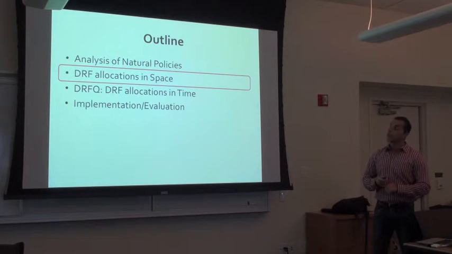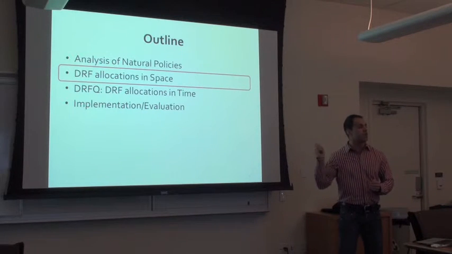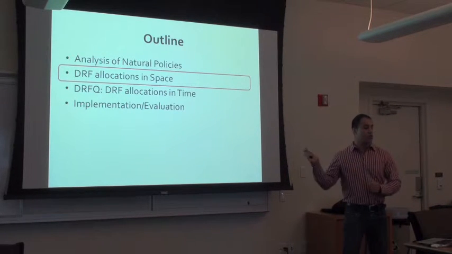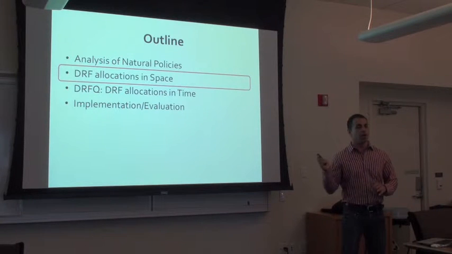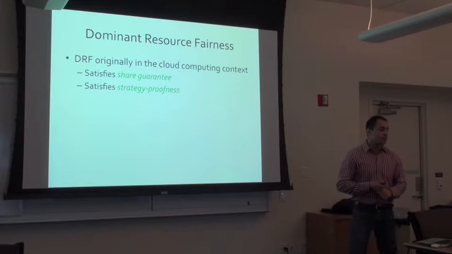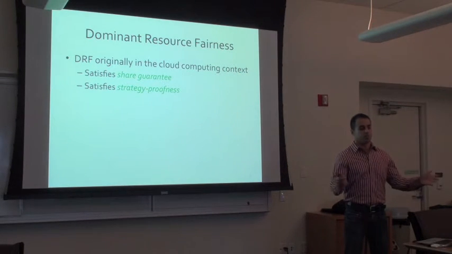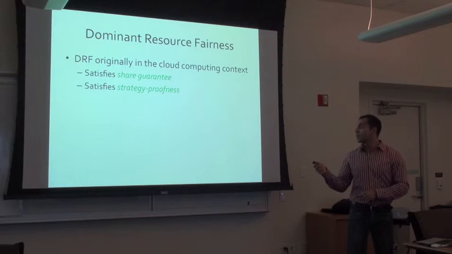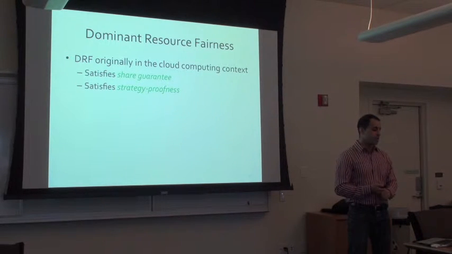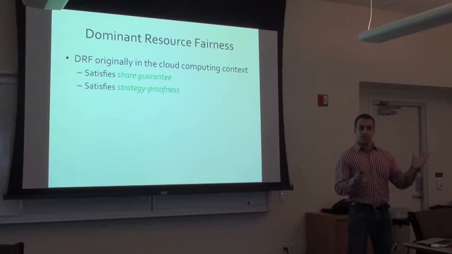So let's look at the policy that we actually want to implement. We're building on this thing called DRF, and I'll give you a two-slide quick summary of how DRF works. DRF was originally proposed in the cloud computing setting. So we have machines, and we want to schedule tasks from different jobs on these machines. And it actually satisfies both of these properties, strategy proofness and the sharing guarantee. And the way it does it is that it has two definitions.